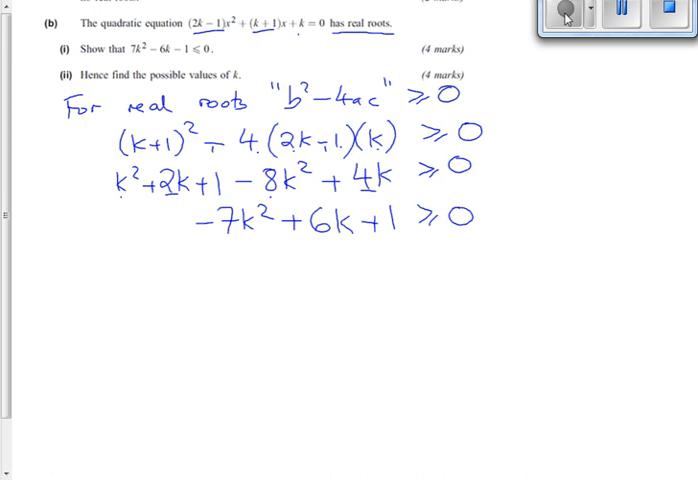Let's add it all to the other side then. So if we add the 7k squareds, let's take those k's off. Let's take off the 1, and that's now 0. Now we've got exactly what they were looking for. Hence, find the possible values of k.